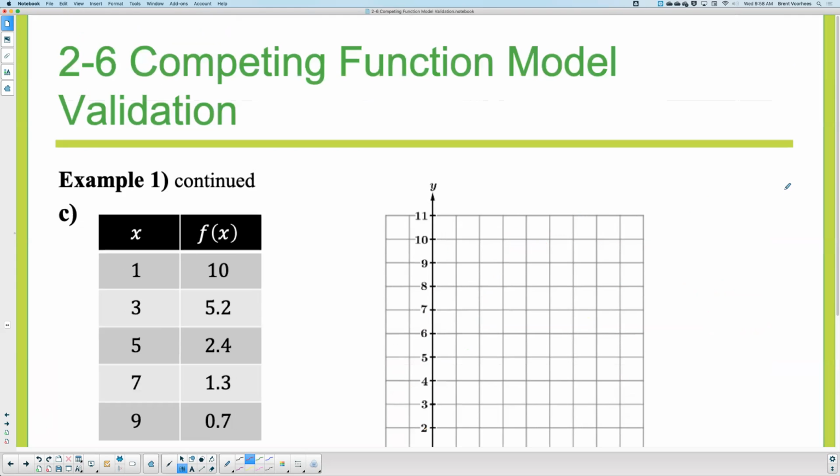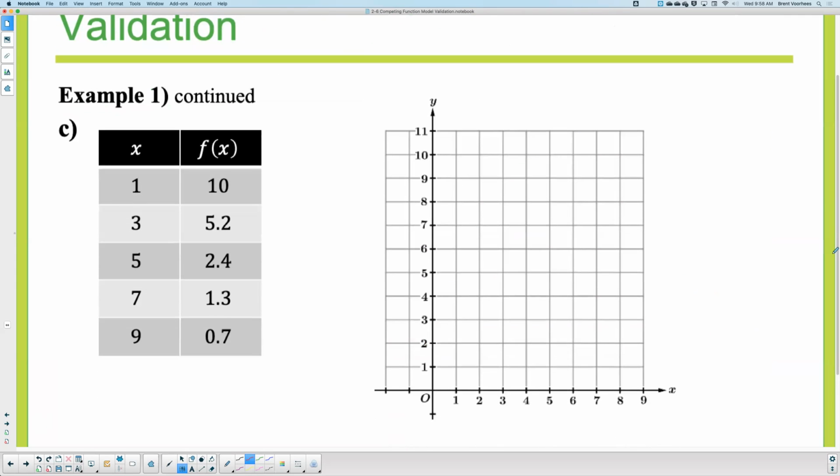Okay, what about part C? Again, same thing. Go ahead and graph it, see what you're coming up with. All right, what are you thinking this time? This might be exponential. It's very good.